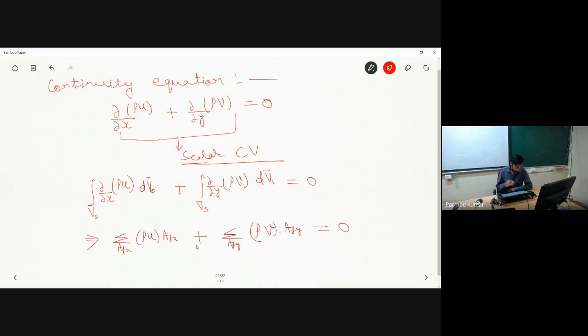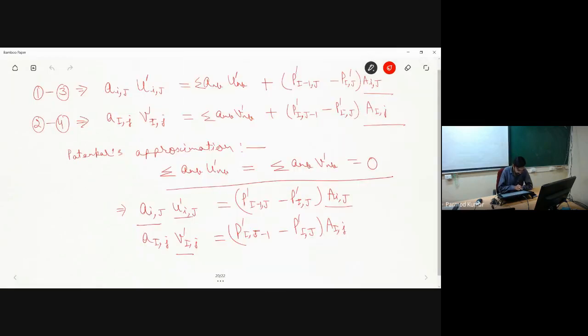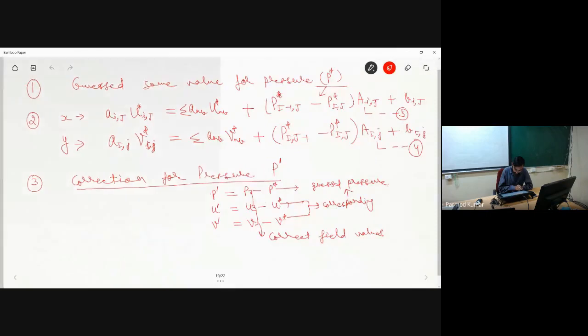Okay, now I told you that this integration we are doing is nothing but over our scalar control volume. Now let us see, when we consider the scalar control volume, what our indices will be corresponding to different faces. Let me go back to the grid structure which we have drawn earlier.